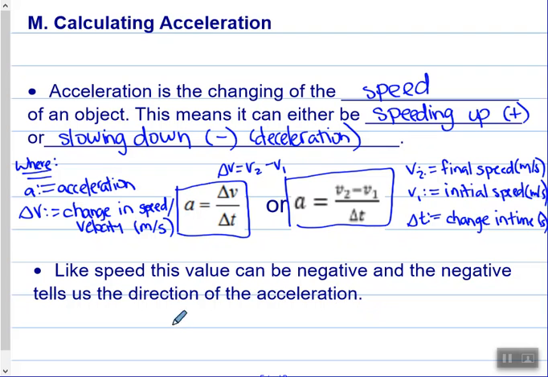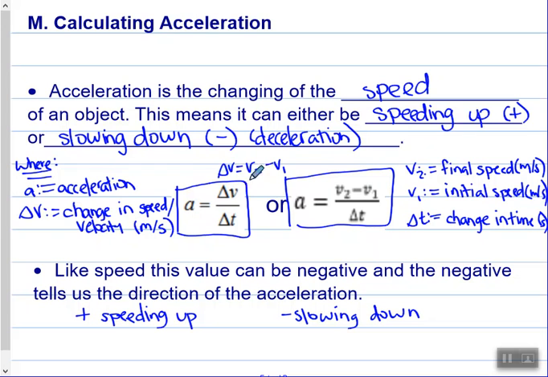Okay, now we already talked about acceleration being able to be positive and negative, and it just tells us the direction. So whether we're speeding up or whether we're slowing down. So remember, positive means I'm speeding up. Negative means I'm slowing down. I almost said speeding down. So slowing down.